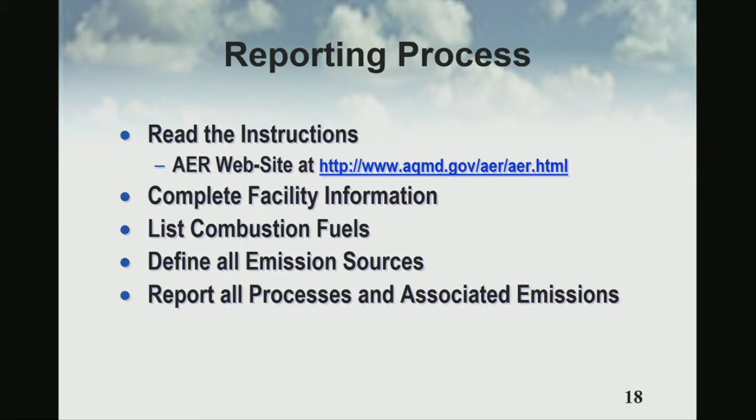Okay, so the reporting process. You can go on to our webpage at aqmd.gov, the link's here under AER, which provides you all the instructions. There's a lot of guidelines, guidance documents on how to calculate emissions, and frequently asked questions. So make sure you look at that before you start the reporting process. Then when you get into the tool, you'll basically be filling out four main categories. The first of which is completing your facility information. You're going to have to list the fuels you've combusted in the calendar year in question. This year is for 2018.